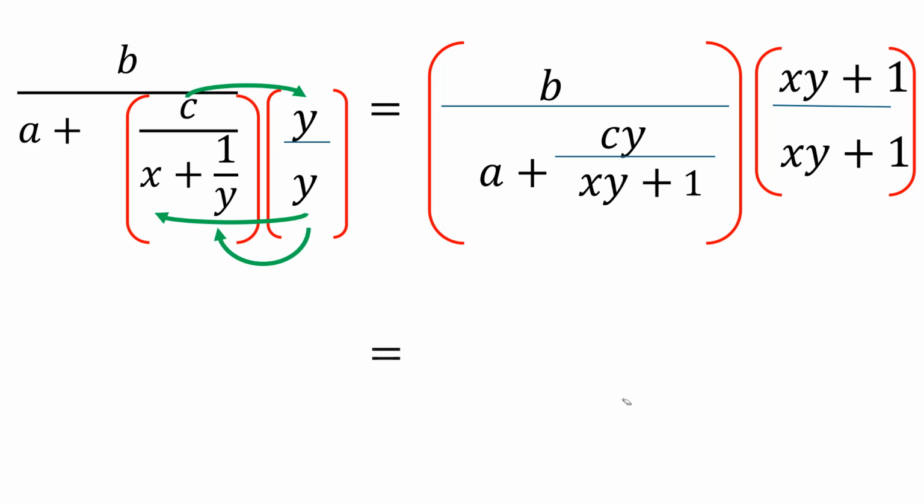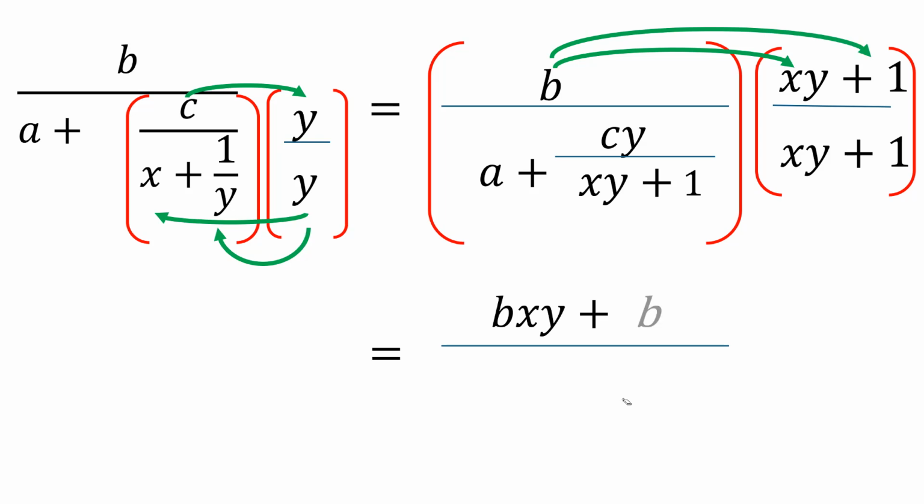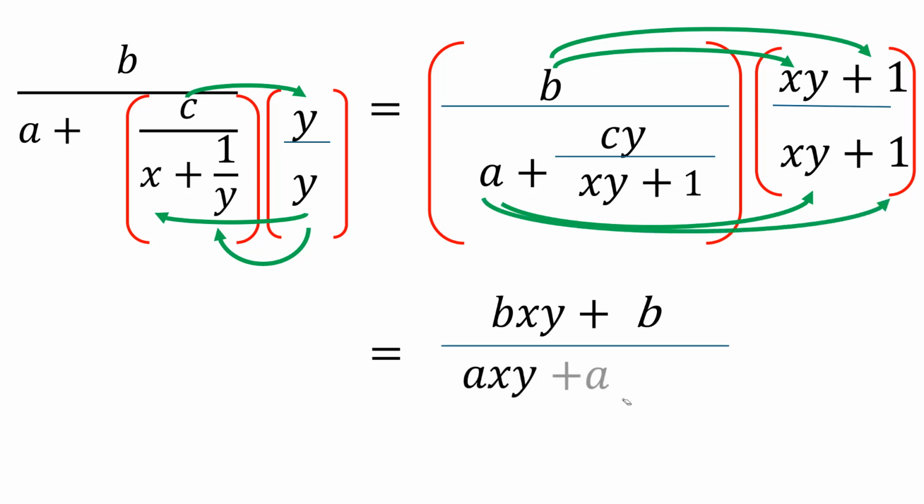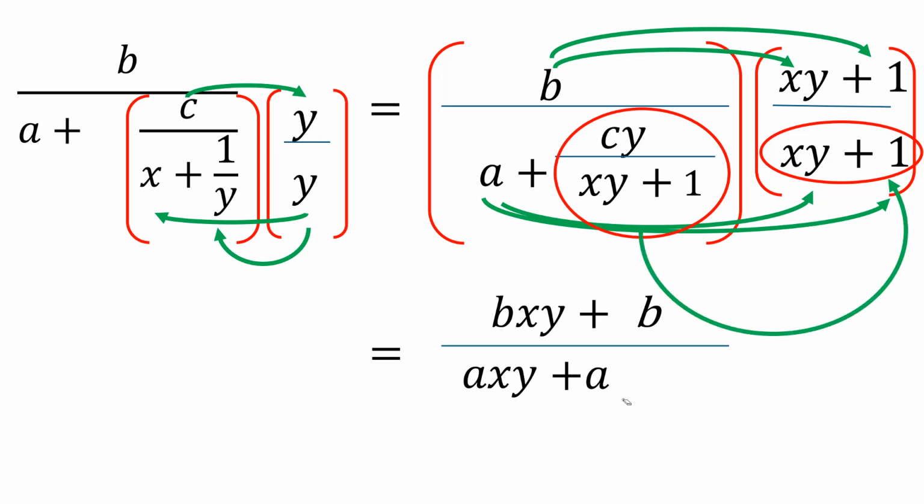So we'll multiply the numerators. B times xy is bxy. B times 1 is b. And then in the denominator, I'm going to multiply a times ax, which is axy. I'm going to multiply a by 1, which is a. And then when I multiply cy over xy plus 1 times xy plus 1, those are going to cancel. The xy plus 1 and the xy plus 1 are going to cancel, and I'm just going to end up with cy. And so that's it.